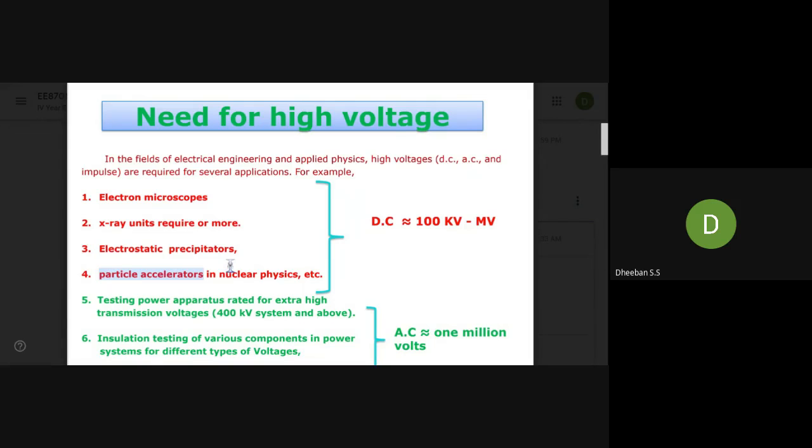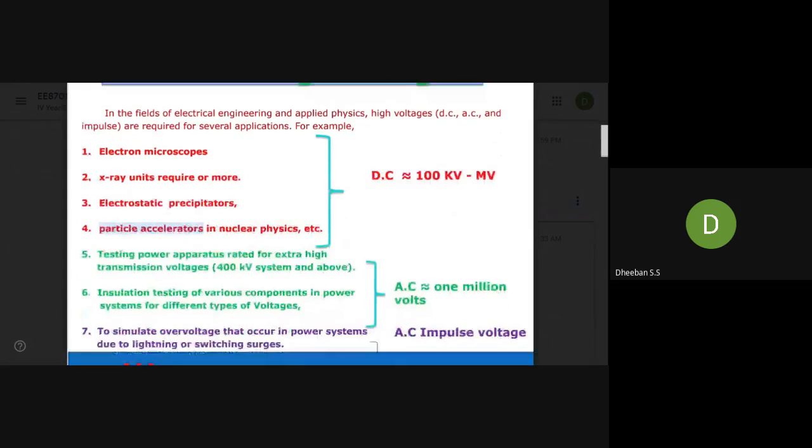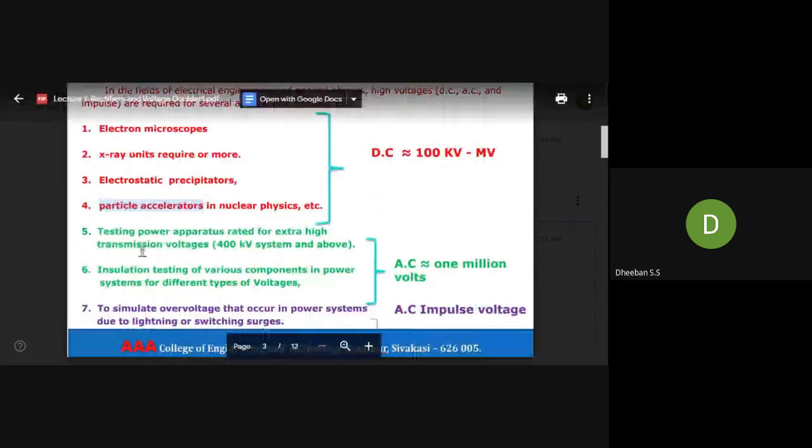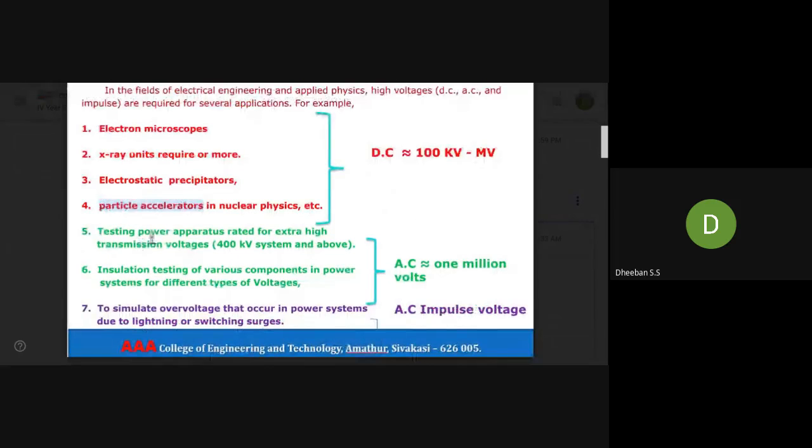Apart from this, from an electrical perspective, high voltage is used in testing of power apparatus, for your high voltage lines. Your insulator has to be designed right. So those insulators will be subjected to these kinds of high voltages to see whether they are able to withstand. So the sixth is also regarding that only, insulation testing of various components in power system.